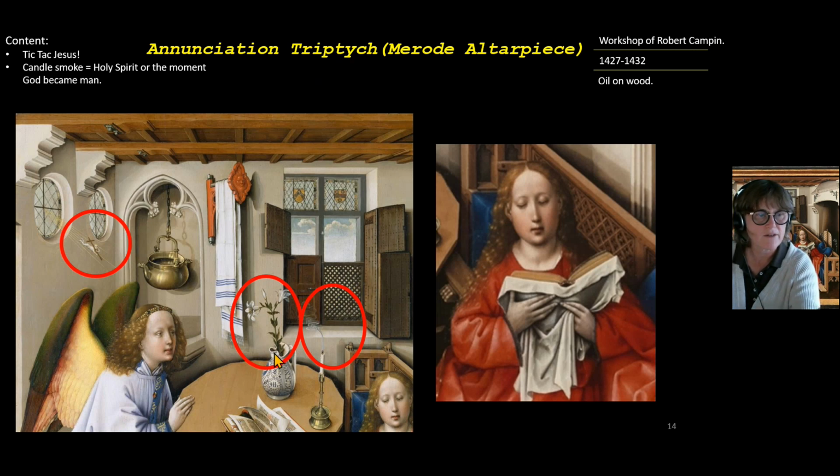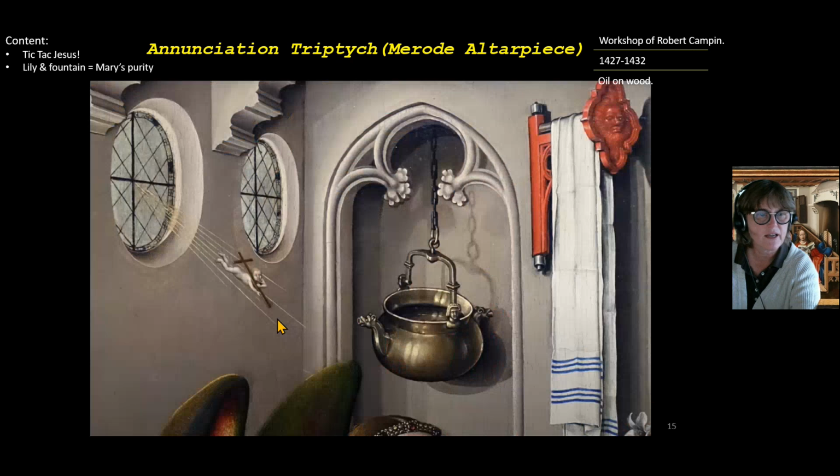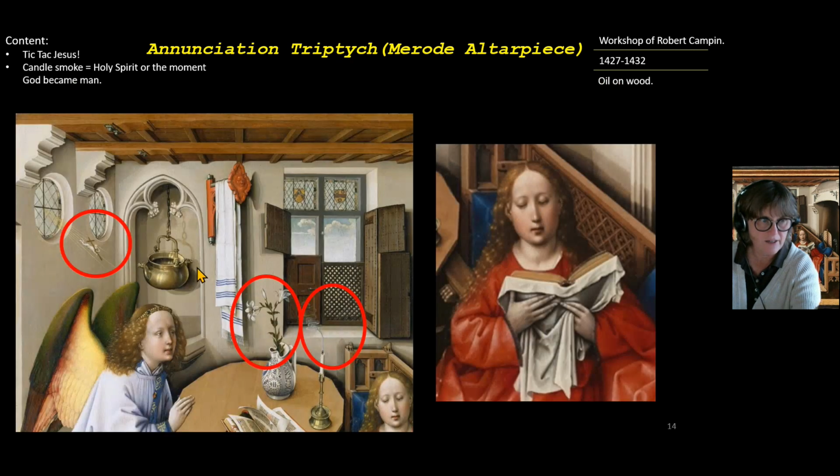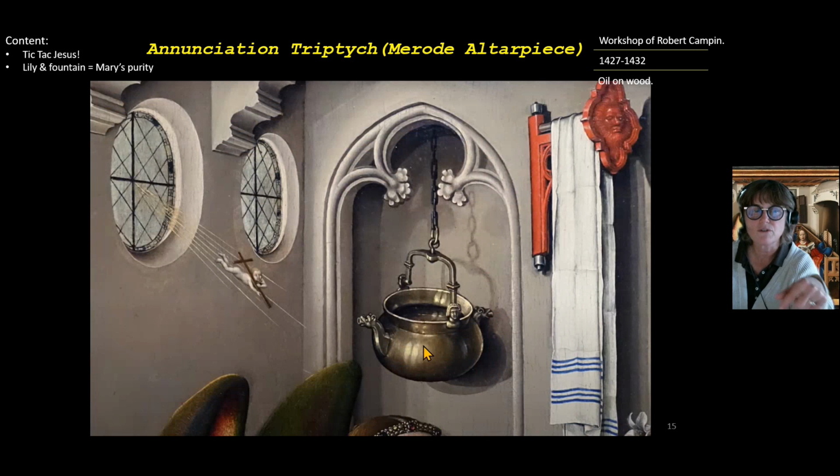Also want to point out the lily here, and lily here, and then this fountain pot in the background. Those two things are signs of purity of Mary, and so they probably have that meaning here. And then we have this Jewish shawl here. Mary was Jewish, and a better close up here of Tic Tac baby Jesus flying in with the cross.